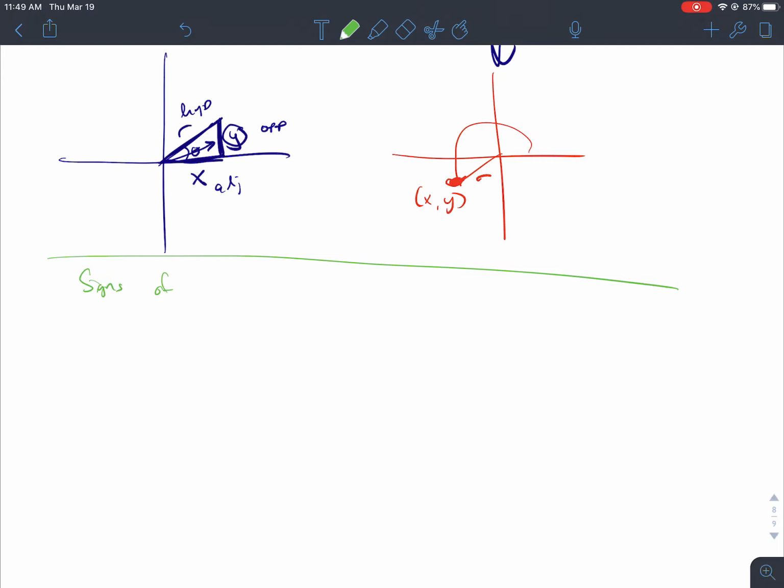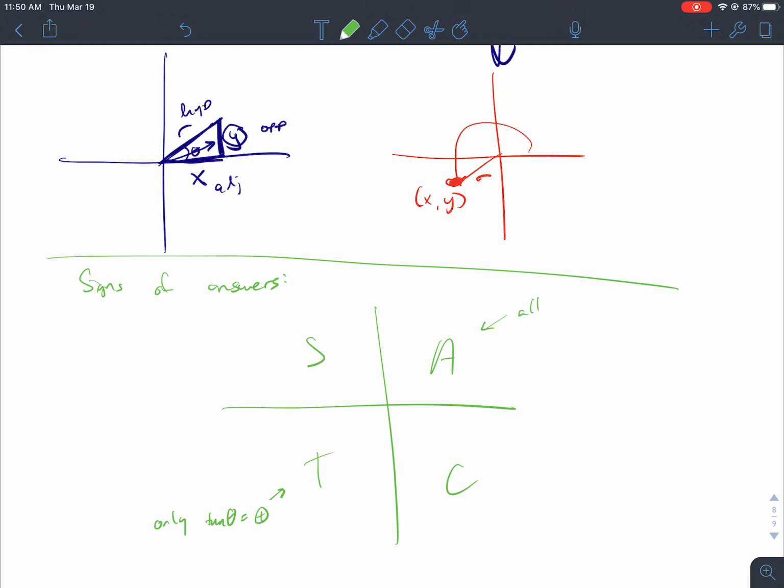So to keep track of the signs of our answer, we can use a mnemonic which is all students take calculus, and this will tell us which ones are positive. So here, because it's T, only tangent of theta is positive. And then here, all are positive.